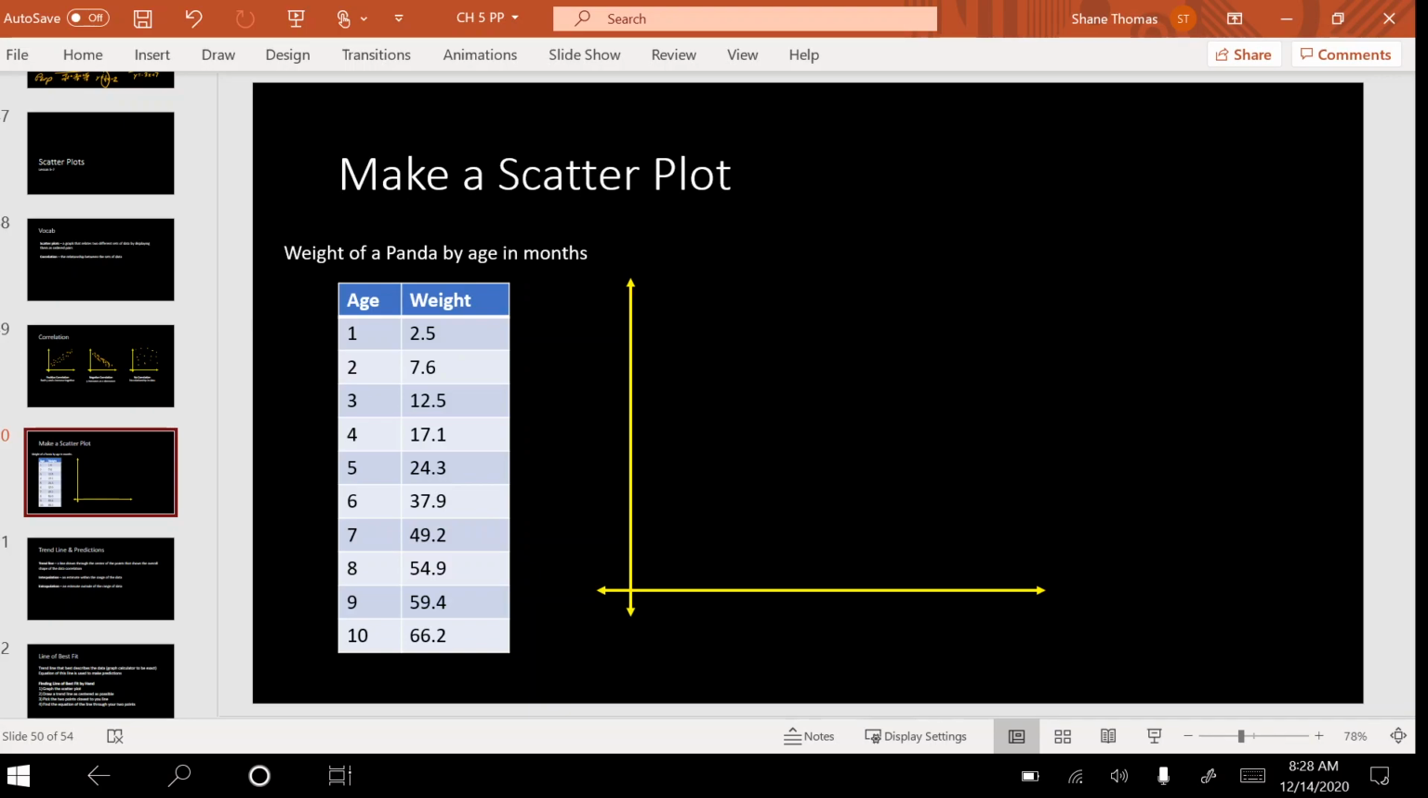All right, second thing, you need to have a title. So I'm just going to say weight of a panda. You need a title, either at the top or at the bottom, nice and big. Then you need to label your axes, your y-axis, your x-axis. Now looking at this, which one do you think's x? Which one do you think is y?